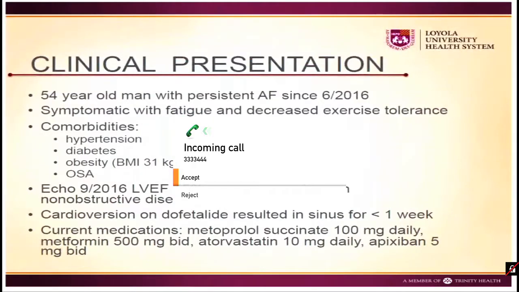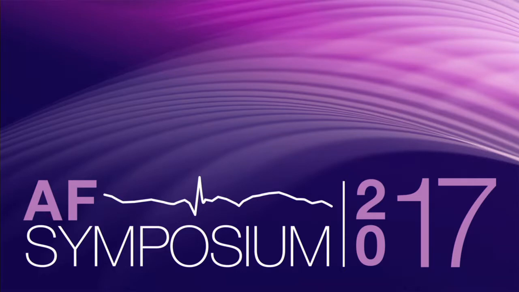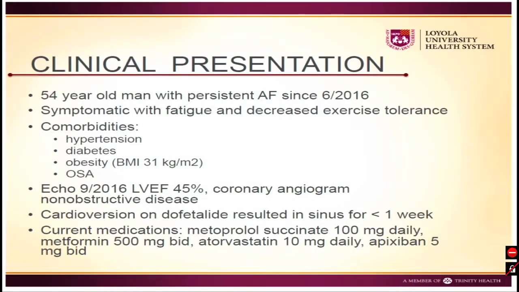So this is a 54-year-old man who had persistent fib for 7 months, symptomatic, with the typical comorbidities of hypertension, diabetes, obesity, and sleep apnea. He had an ejection fraction of 45% and non-obstructive coronary disease. He had a trial of dofetilide, but relapsed within a week after cardioversion, and so is currently on rate control medicine and apixaban.